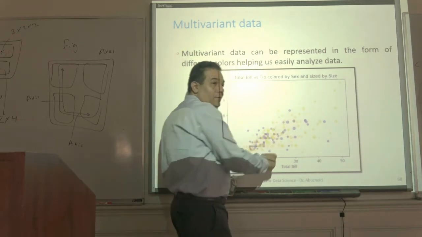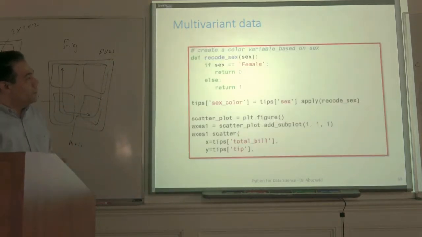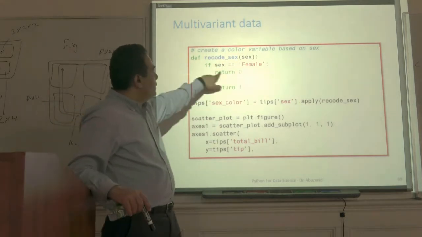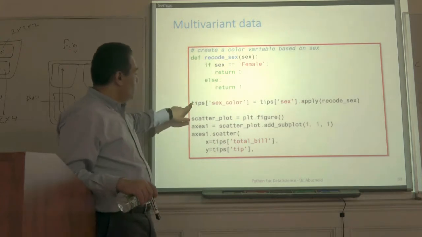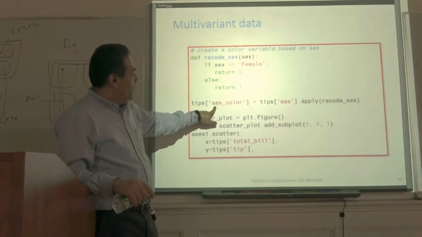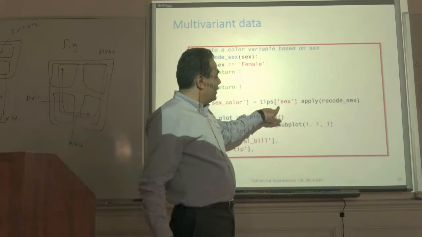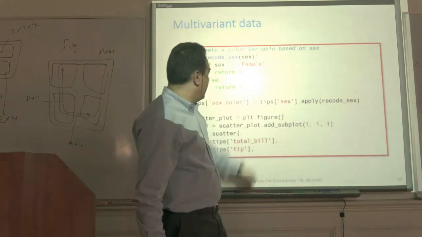Right? Okay? How many people, right? So in here, record sex. If sex is female, return 0. If it's 1, return 1. So in here, tips. I'm adding another column, sex color, tips, sex, and apply a function. Which function I'm applying? This one, okay?